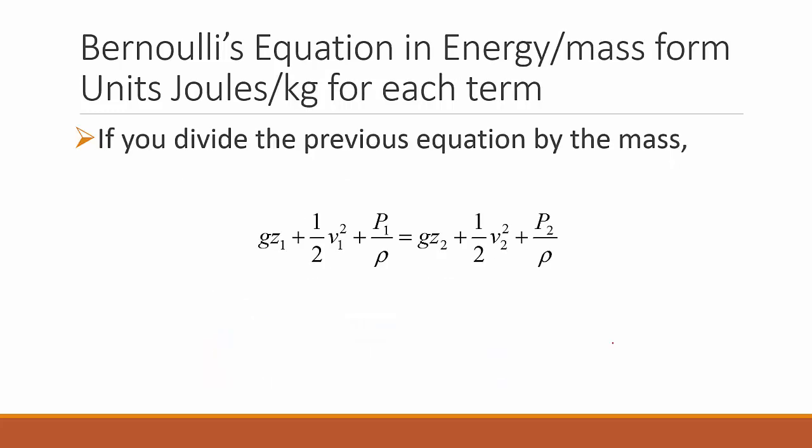If we divide the previous equation by the mass, that is joules per kilogram, you get this equation. So you can note down that PV by M, M over V is the density, so we convert it to P by rho. So each term has a unit of joules per kilogram.